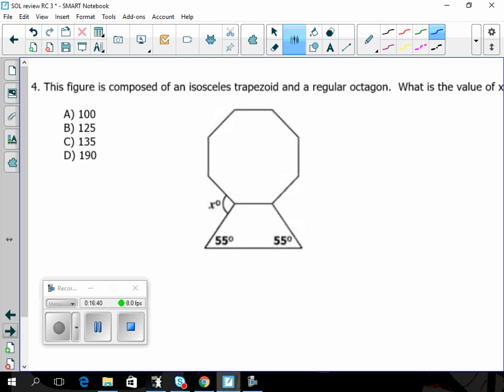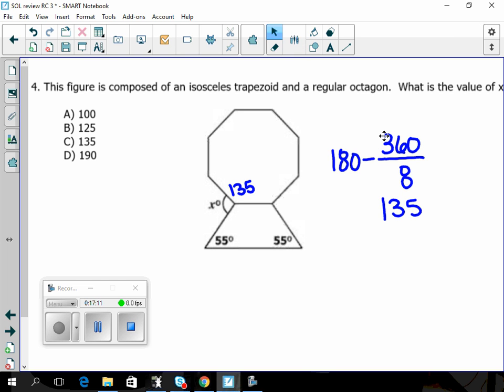Okay, so what I have here is an isosceles trapezoid and a regular octagon. Let's find the inside of the octagon first. Again, 360 divided by 8, and we'll subtract that from 180. So 360 divided by 8, and then when I subtract that from 180, I should get 135. So the inside of the octagon is 135.